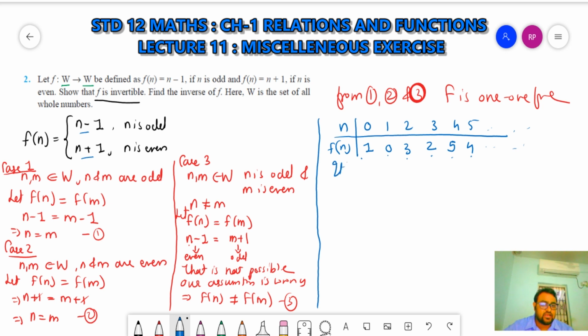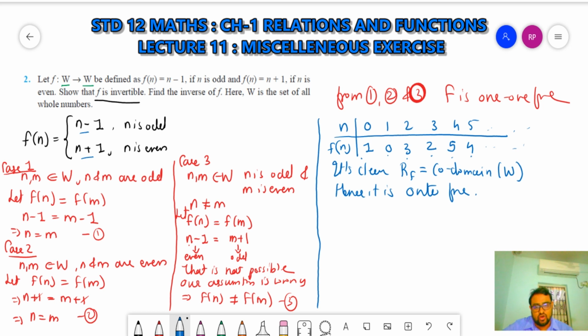So it's clear that the range of the function is equal to the codomain, that is, whole numbers. Hence, it is an onto function. It is 1-1 and it is onto, that implies that f is invertible. F is invertible. Clear? So we have proved that f is invertible.